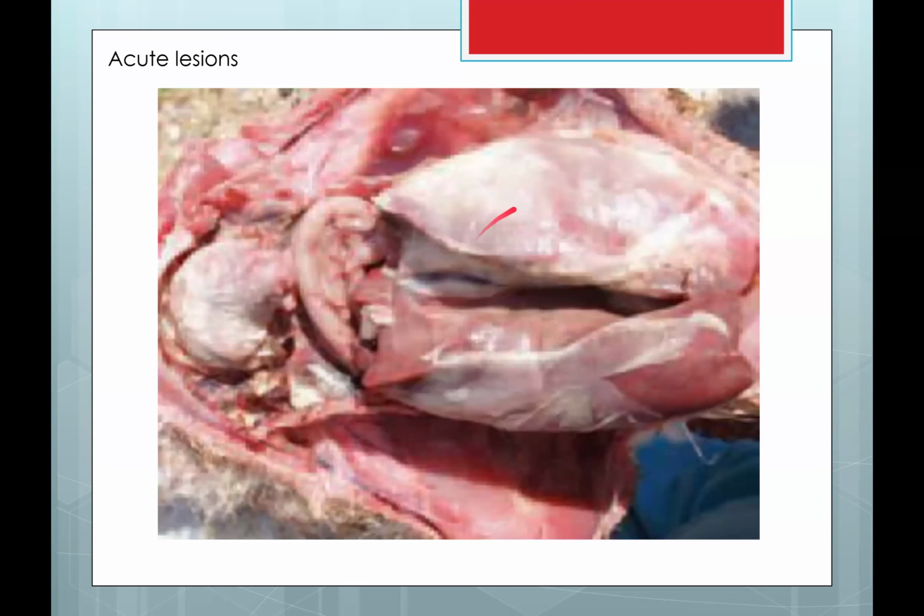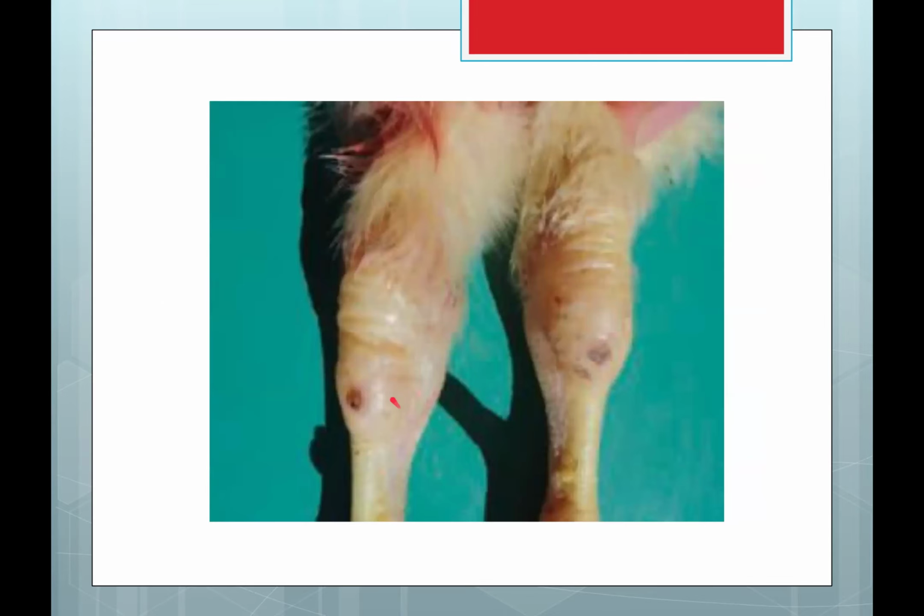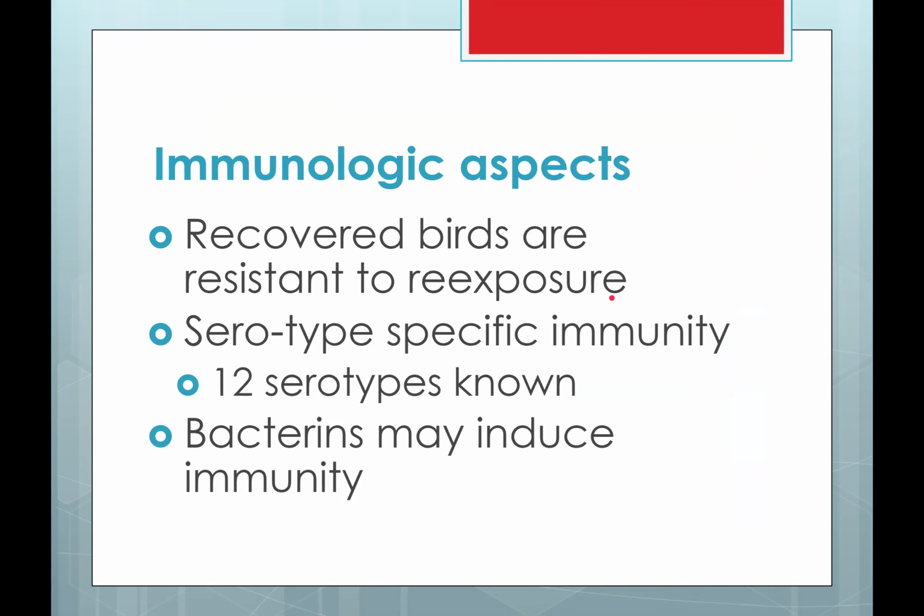Then we have the polyserositis. So in the abdominal cavity, we have a number of organs affected, and then you have the fibrinous exudates. No, so if you notice, a lot of the diseases they will have the fibrinous exudates covering the organs. In this case, the liver is most prominent, and then we have the fibrinous exudation. Then you have the joints; they are swollen, so this will cause the ataxia. And then recovered birds are resistant to re-exposure.